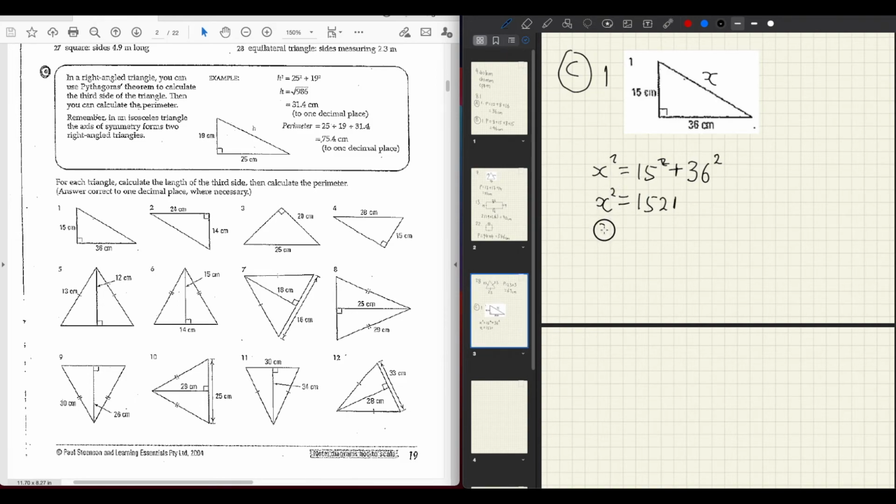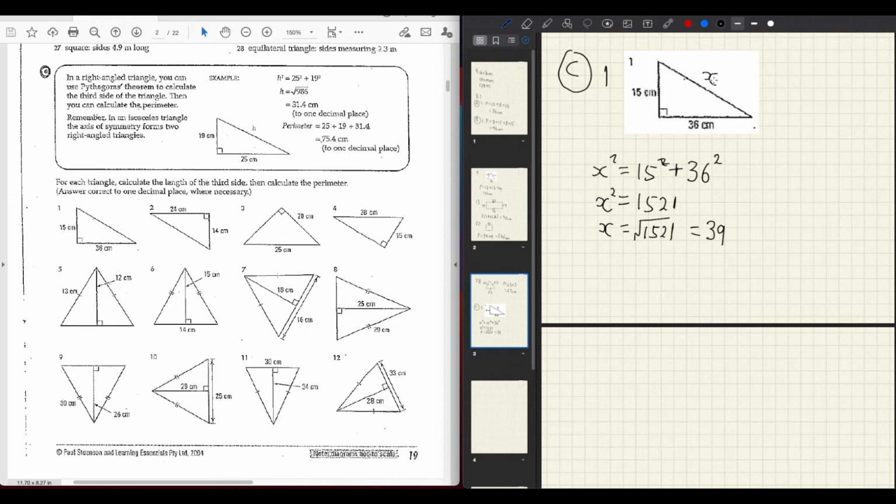So what is x? To find what x is, we take the square root of both sides of the equation. So x is equal to the square root of 1521. The question says to answer correct to one decimal place where necessary, so I'm going to write this to one decimal place. Typing this onto my calculator, that's equal to 39.